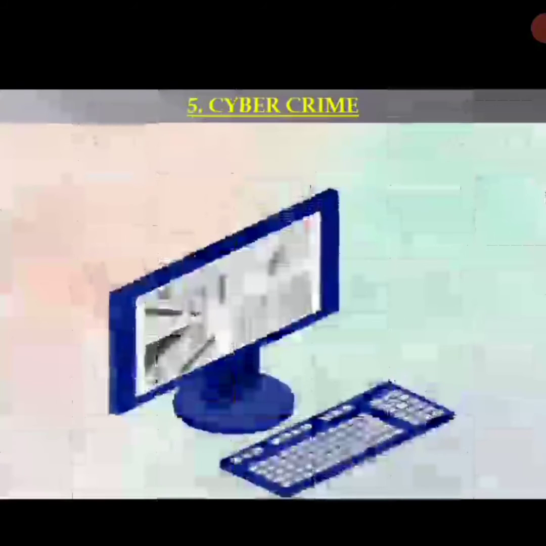Next, cyber crime. Use of internet may also increase the number of crimes. For example, like stealing of data, banking frauds, etc. So that is called a cyber crime.